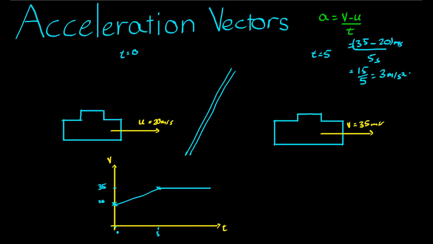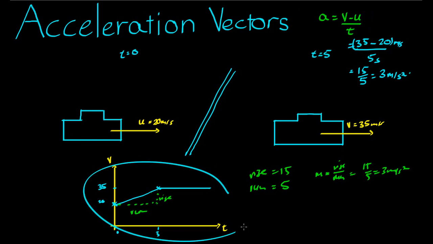According to the graph here, we can find that same result. The gradient of this line is equal to rise over run. The rise is equal to the difference between 35 and 20, so rise is equal to 15. Run is equal to 5 along there, so 5 take away 0. So rise over run, the gradient, is also equal to 15 on 5, or 3 meters per second squared. So you can find the acceleration either by using this formula, or by looking at the graph that you've drawn.